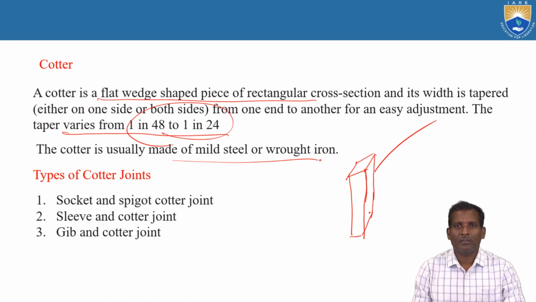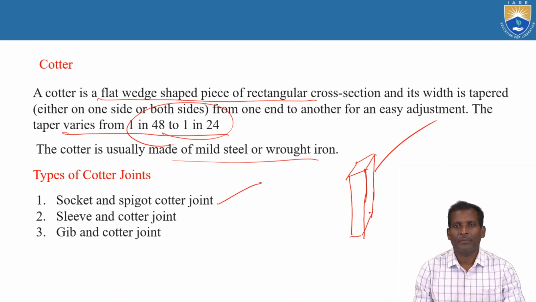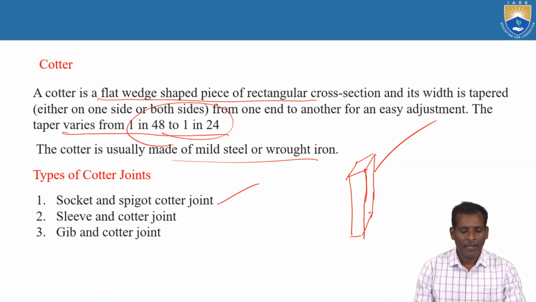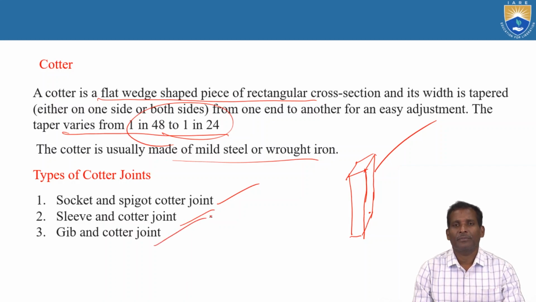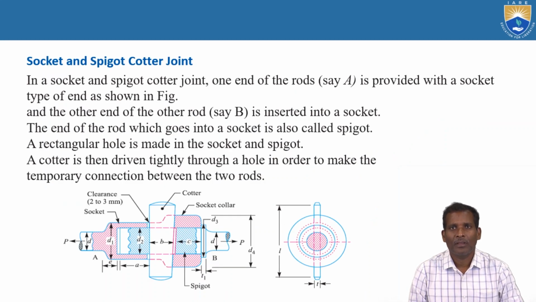Cotter joints are also classified into various types. One is the socket and spigot Cotter joint, the second is the sleeve and Cotter joint, and the third is the gib and Cotter joint. One by one, we will see the construction details of the socket and spigot Cotter joint, the sleeve and Cotter joint, and the gib and Cotter joint.